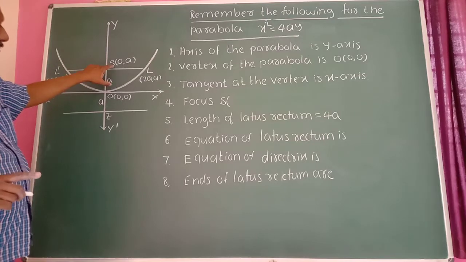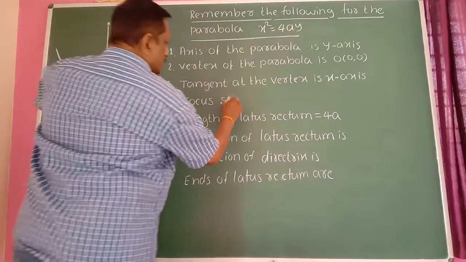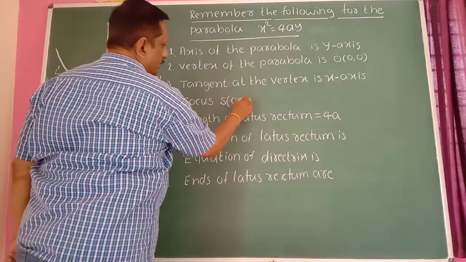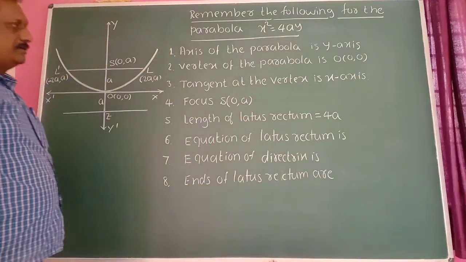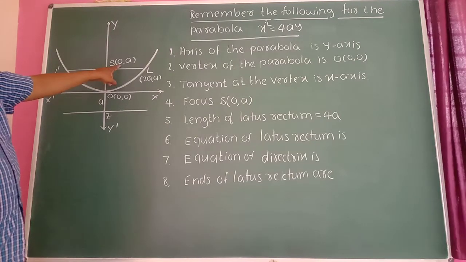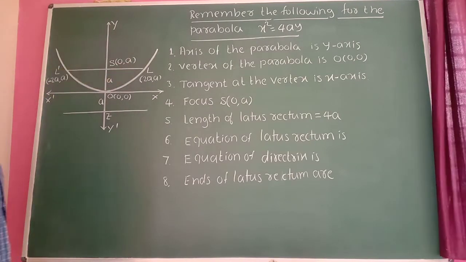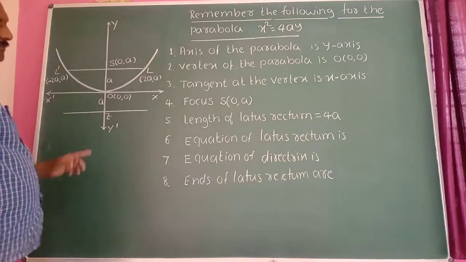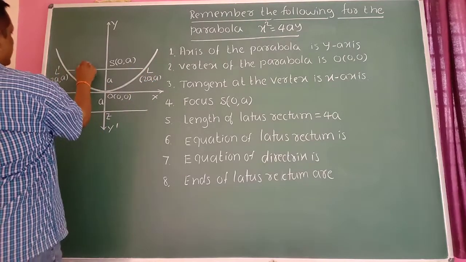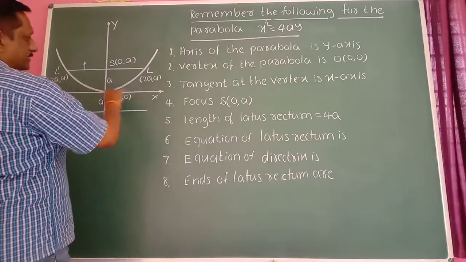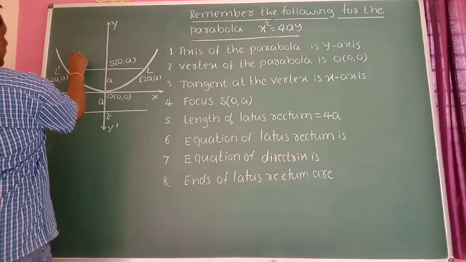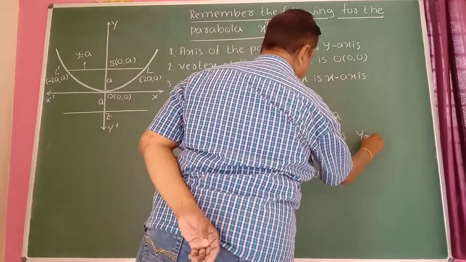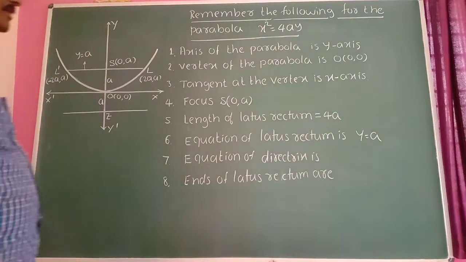Hence, the coordinate of S becomes (0, a), because on the y-axis the x coordinate is always 0 and the y coordinate is a. Therefore, the coordinate of S is (0, a). The length of the latus rectum is the same, 4a. And this is the latus rectum, parallel to the x-axis at a distance a from it. So its equation is y equals a.